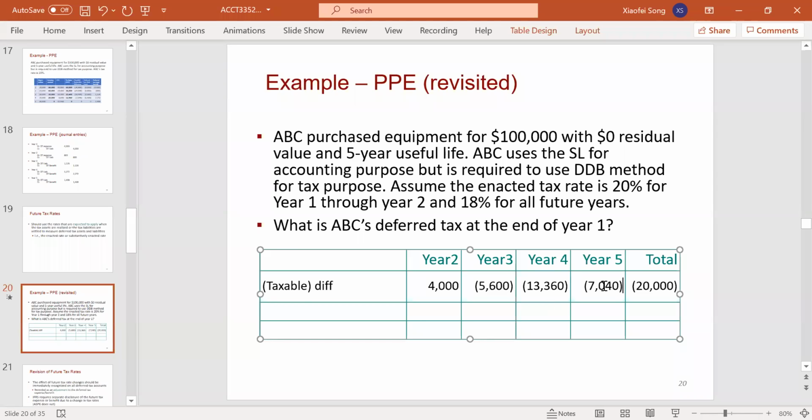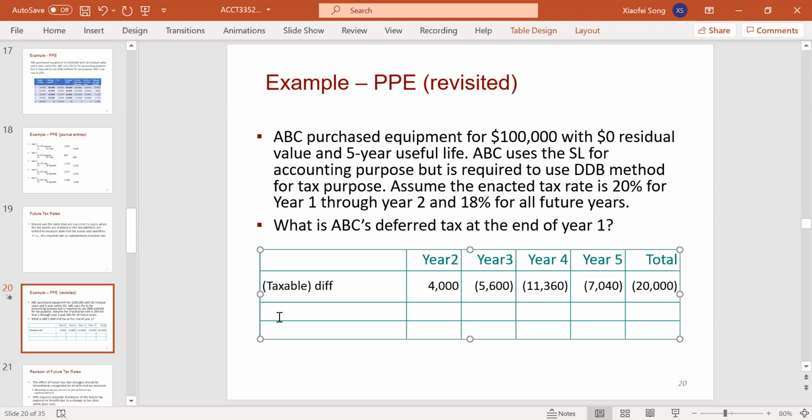I think, did I get the amount right? Wait a second. Let me see. The first year. Okay, here it is. 20, that's 4,000. That's right. That's 5,600. Oh, it's 11,360. Yes, it is 11,360. And the last year is right, 7,000, right? So that's the case.